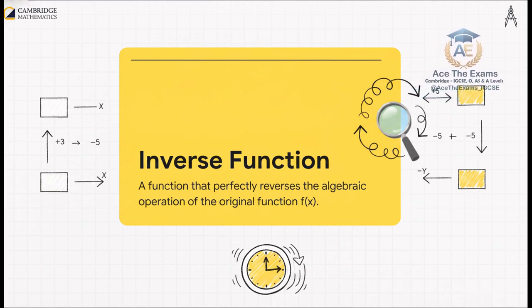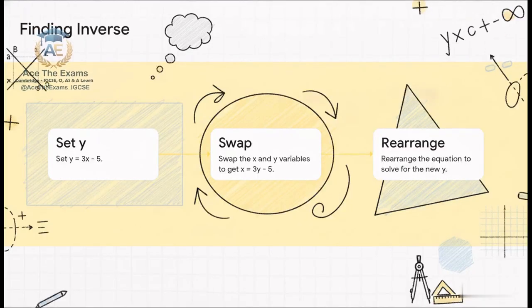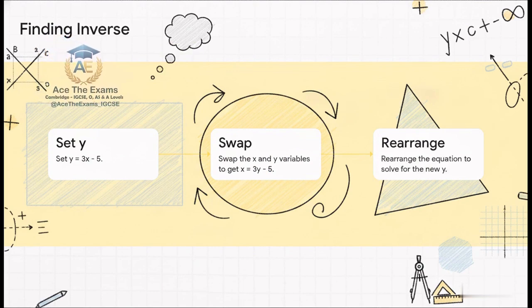If your original function takes a number, multiplies it by 3, and then subtracts 5, the inverse function is going to systematically do the exact mathematical opposite to get you right back to where you started. So, the absolutely crucial point here is knowing the reliable, bulletproof methodology to find it without getting completely lost in a tangled web of algebra. Question 3 gives us f of x equals 3x minus 5. Here is your clear, unshakable three-step method.